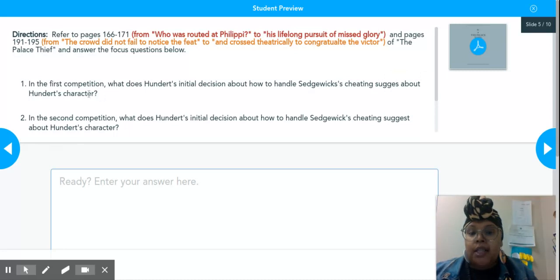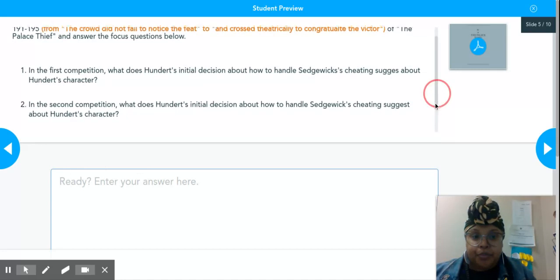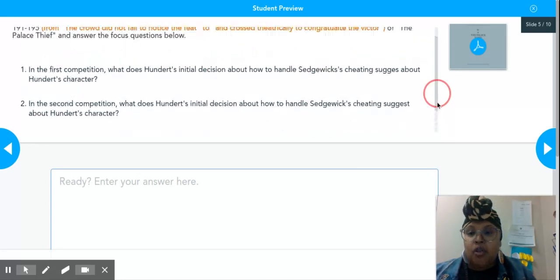So these are the questions that you will be answering down in the box below. And make sure that you do number your questions. Question number 1 says, in the first competition, what does Hunter's initial decision about how to handle Cedric's cheating suggest about Hunter's character? Question 2, in the second competition, what does Hunter's initial decision about how to handle Cedric's cheating suggest about Hunter's character? So here we have the first competition, and then the next one we have the second competition.